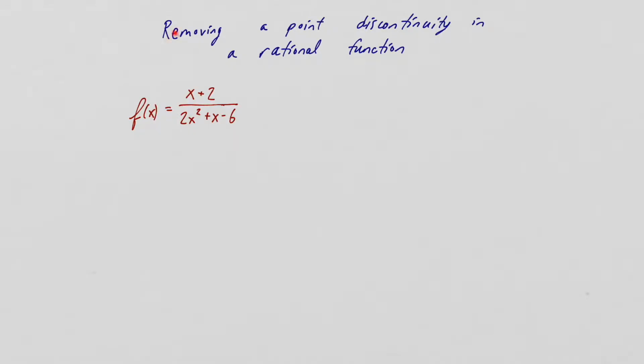We're going to learn about removing a point discontinuity in a rational function. Throughout this video, we're going to use this rational function right here: f of x equals x plus 2 over 2x squared plus x minus 6. We're going to investigate the different discontinuities that we have in this graph, see which ones we can get rid of, and then finally go over how to get rid of it.